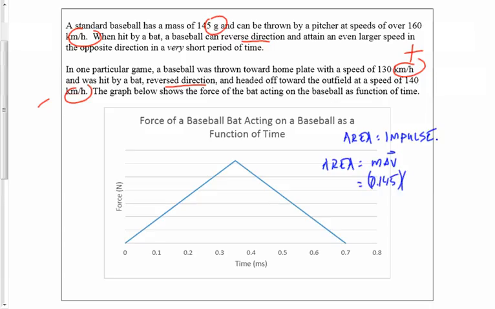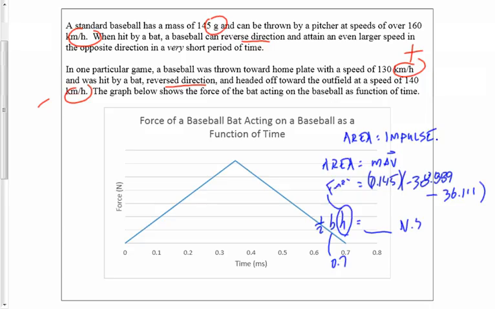Wait, it's negative 140. Oh, we got to convert that to meters per second, right? What is that in meters per second? Bryce, you got that? And the initial velocity would be, what's 130? Okay, whatever we get there for the area, the impulse, we're going to set equal to 1/2 base times height. The base is 0.7, and the height is my max force. Good, yep.